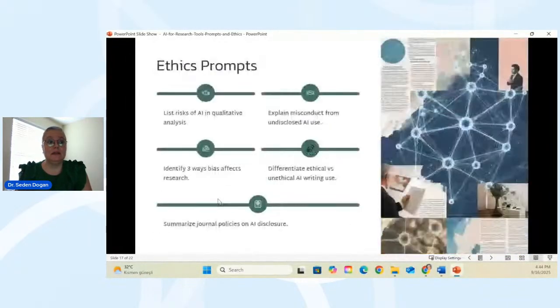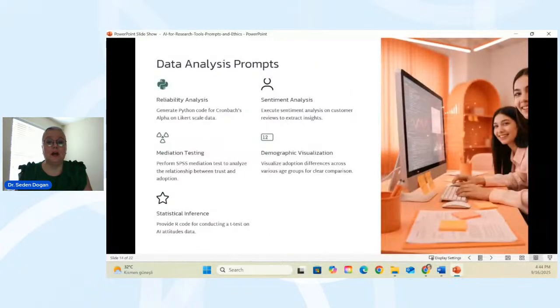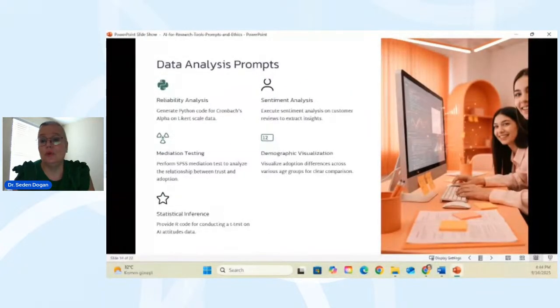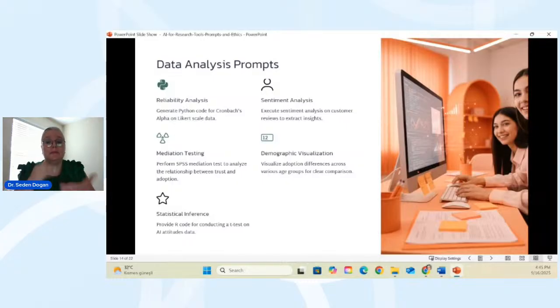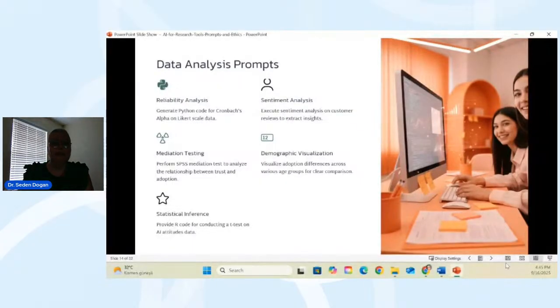For data analysis, for example, "write annotated Python to compute Cronbach alphas and interpret thresholds," or "explain mediation setup in SPSS step by step with common pitfalls." So in that case, you will learn how to conduct a mediation setup in SPSS by yourself. We are asking for plans, explanations, and annotated code, not the final results to copy and paste. So that way you are still learning, running, and validating the actual data.